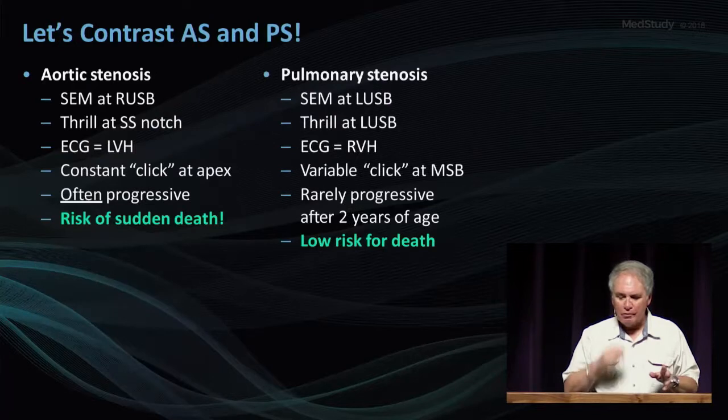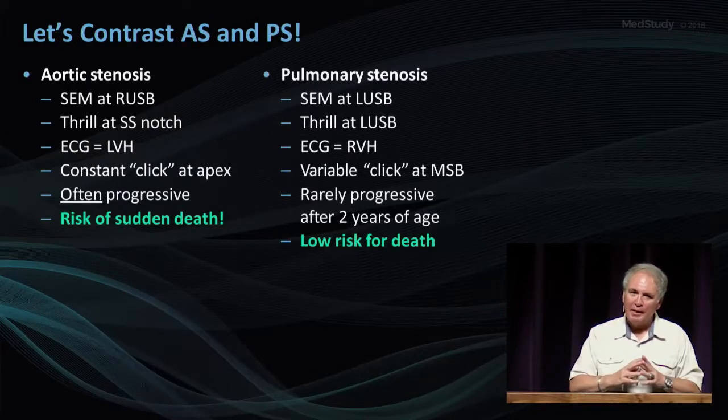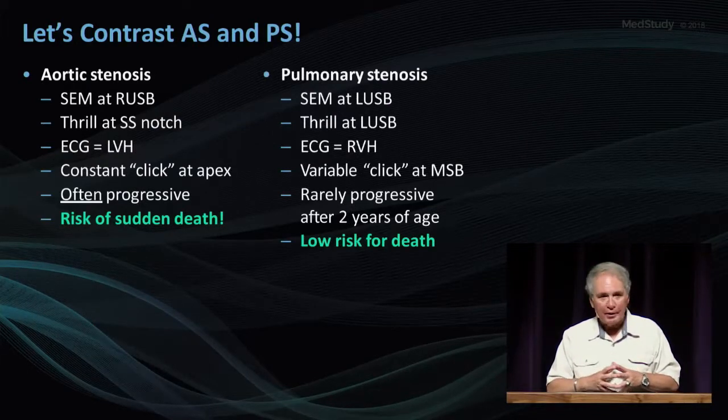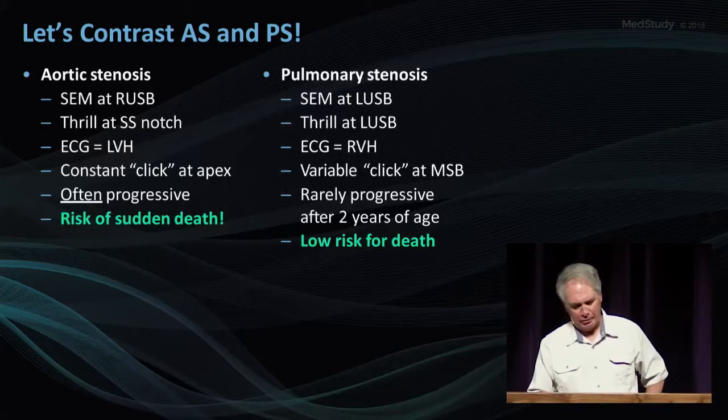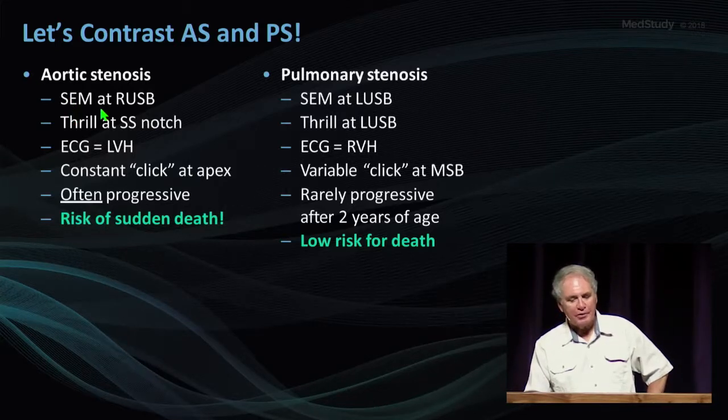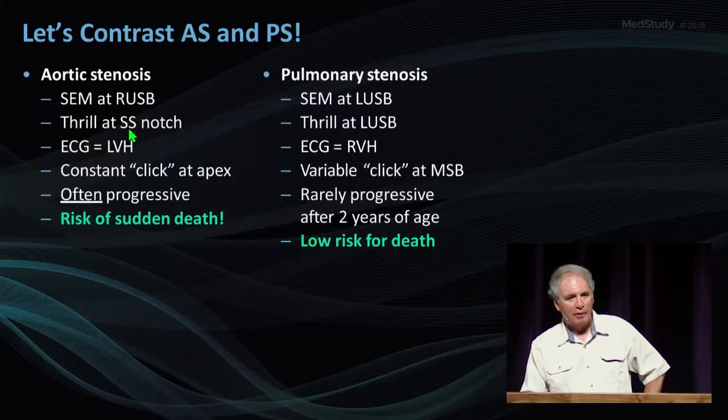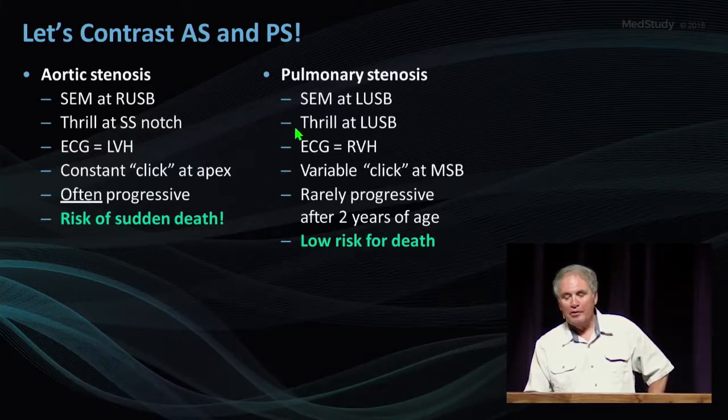Pulmonary stenosis. Let's pause a little bit and contrast aortic stenosis and pulmonary stenosis. Aortic stenosis, where's the murmur? Systolic murmur, right upper sternal border. Where's the murmur with pulmonary stenosis? Left upper sternal border. Thrill, aortic stenosis, suprasternal notch region. Pulmonary stenosis, left upper sternal border.